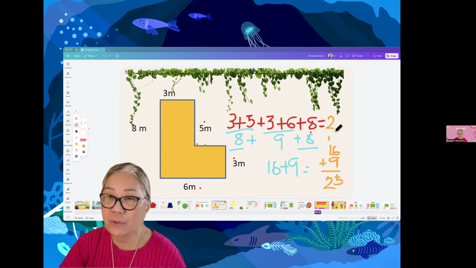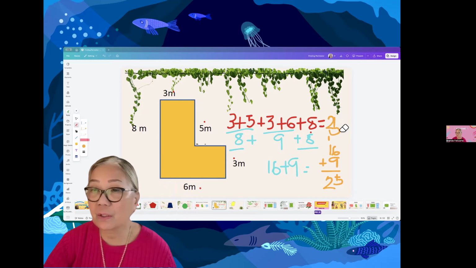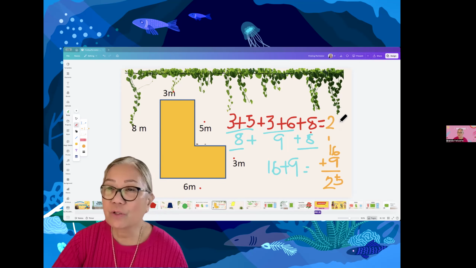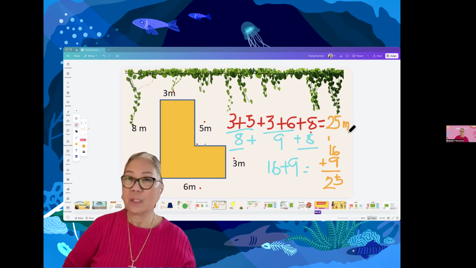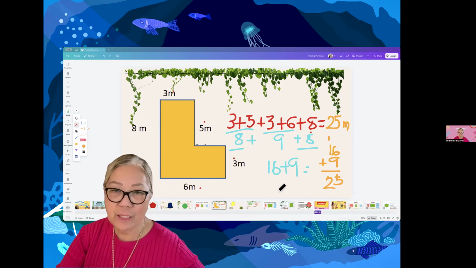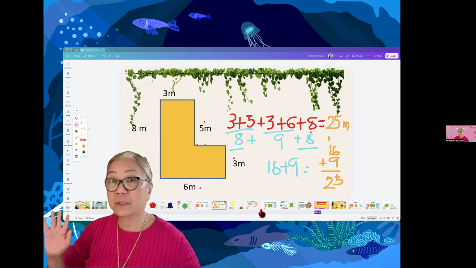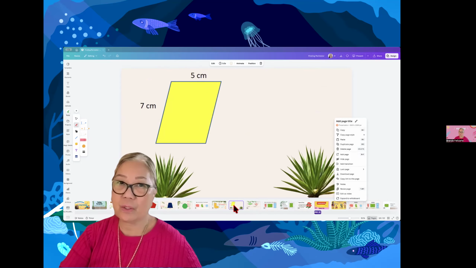What is the unit? My fingers are tired already. Okay, now 25. What is the unit used? M, meters. All right, so teaching perimeter is very easy. As long as they get the formula, just going around is not that hard.